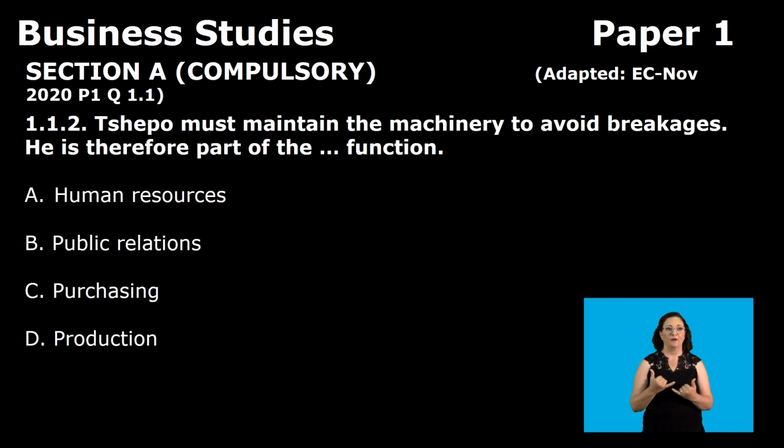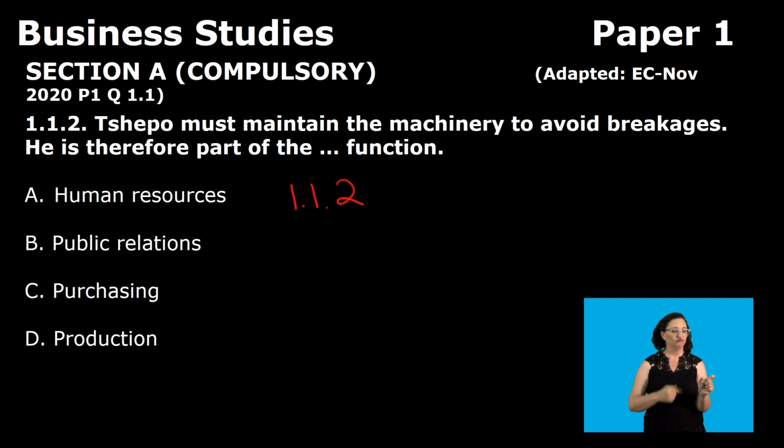Tshepo must maintain the machinery to avoid breakages. He is therefore part of function. Which function does Tshepo form part of? So you're going to do this in your book. This is your 1.1.2. We're looking at the correct answer. Is it HR? Is it public relations? Is it purchasing? Or it's production?